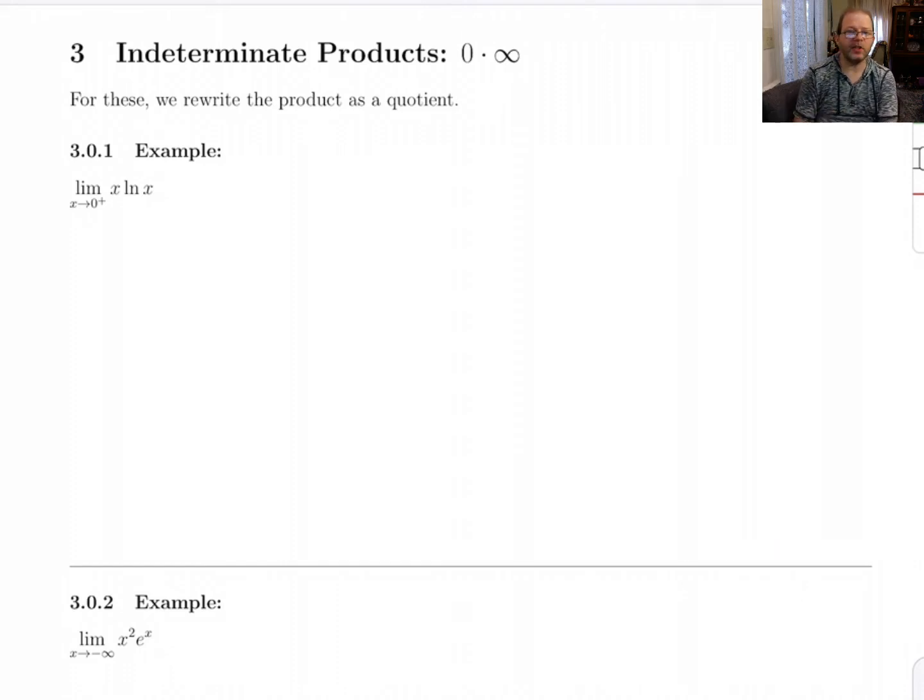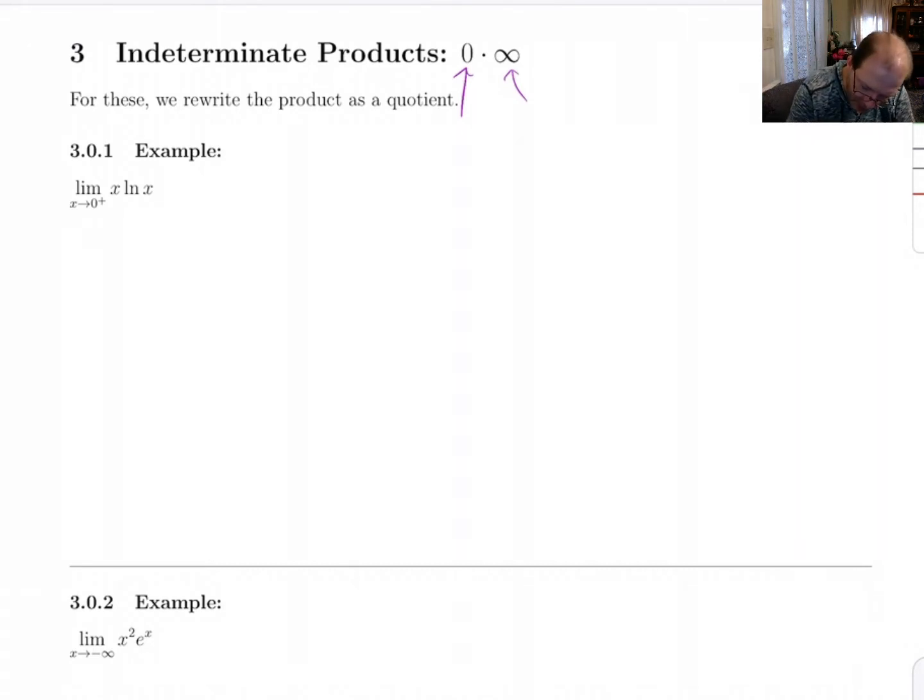All right, next up, let's look at indeterminate products, 0 times infinity. The reason these are indeterminate is that when we have 0 times infinity, the thing that's going to 0 is trying to make the product 0, and the thing that's infinity is trying to make it infinite. So there's a fight between those two things to determine what the actual limit's going to be.